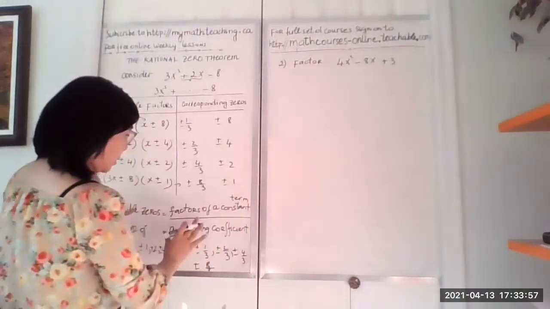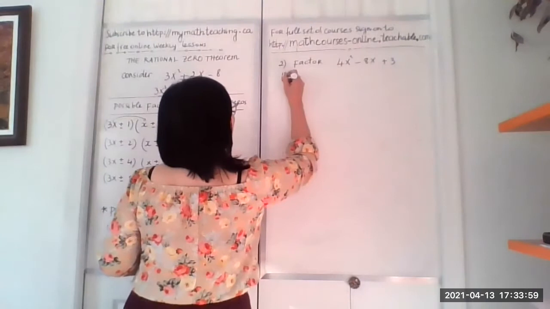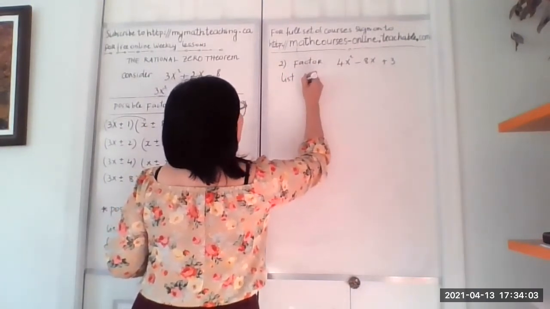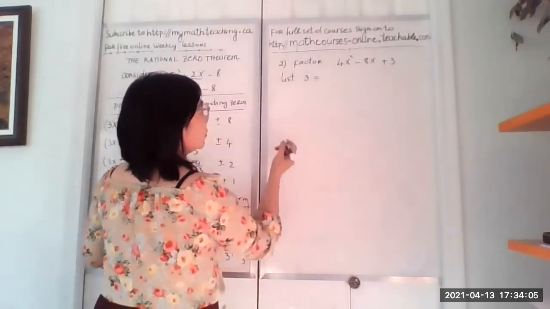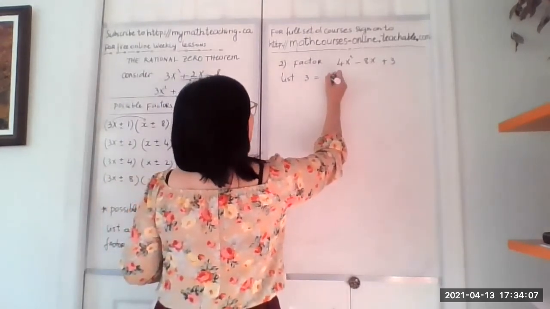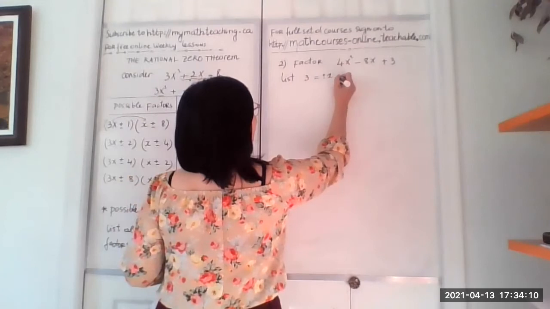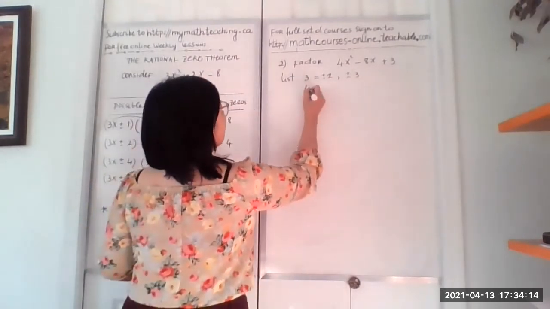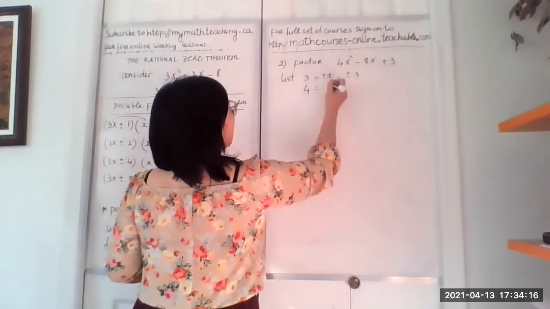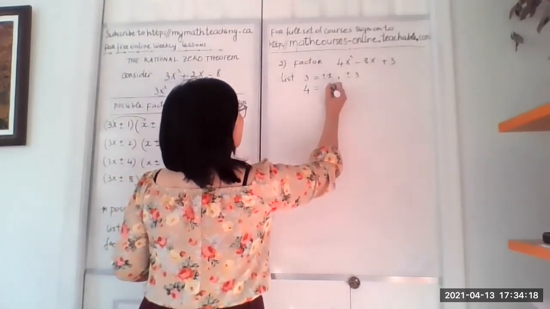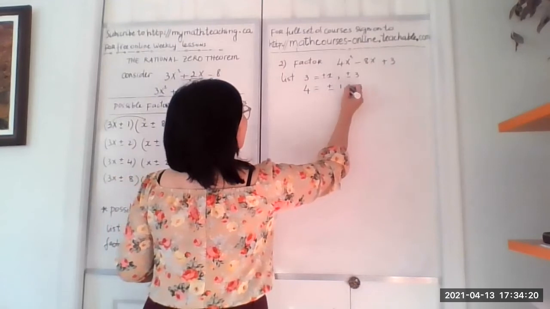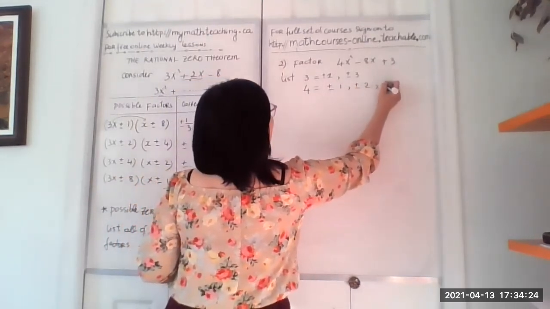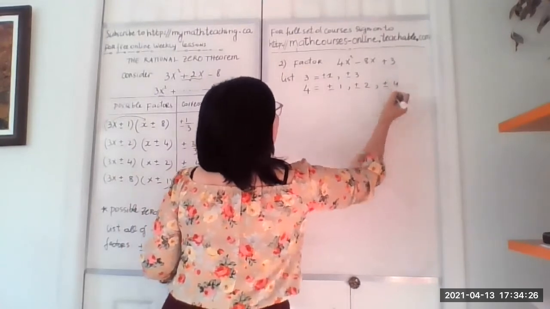I'm going to use this method. I'm going to list the factors. So the factors of 3, the constant term: what are the factors of 3? Plus and minus 1, and plus and minus 3, right? What are the factors of 4, the leading coefficient here? Plus and minus 1, plus and minus 2, plus and minus 4.